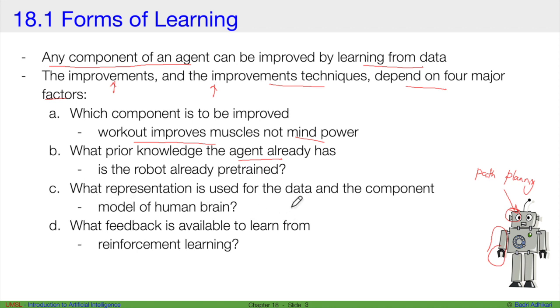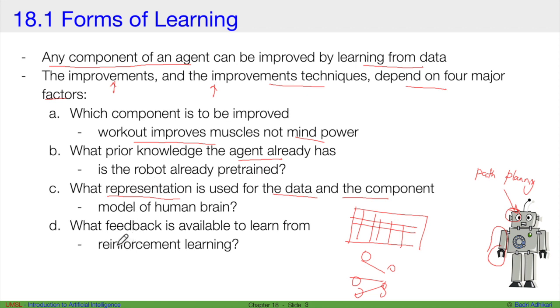What representation is used for the data and the component? For example, logical agents may have a different technique of representing the data. Some of the data that the agent uses may be in a tabular format. Some may be in a totally different format. Does the agent use the model of a human brain, neural networks, to do the learning? So the representation of the data and the component also matters.